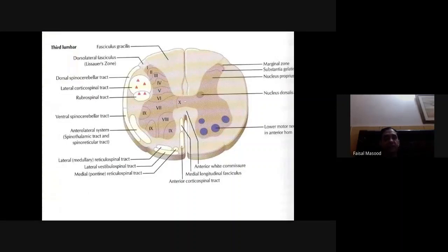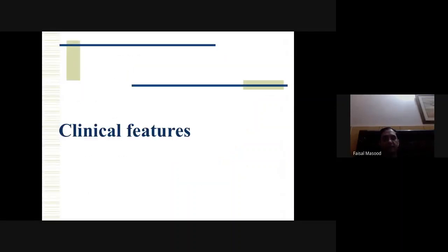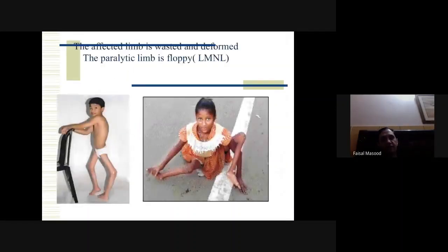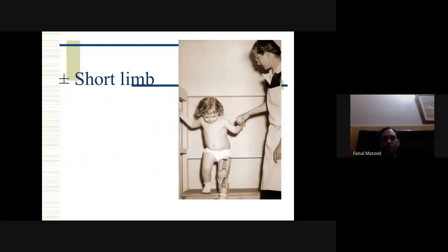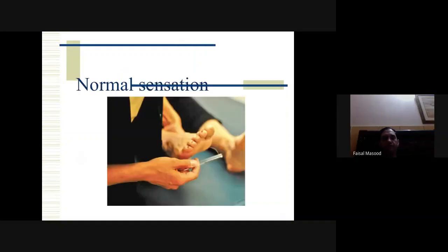So this is the area of the spinal cord which is affected. Clinical features: the affected limb is wasted and deformed. The paralytic limb is floppy. The child can present with deformities and difficulty in walking. There could be spinal deformities such as scoliosis, shortening of the limb. The sensations are always normal.